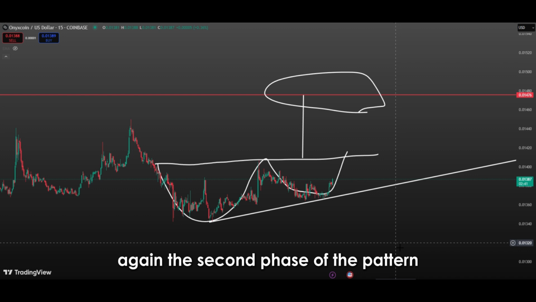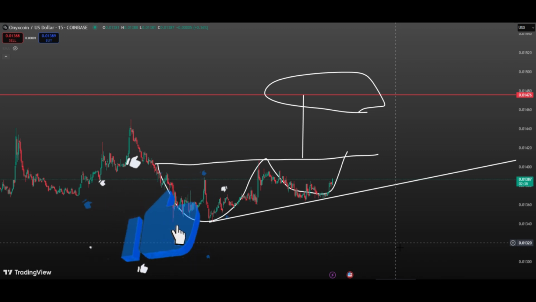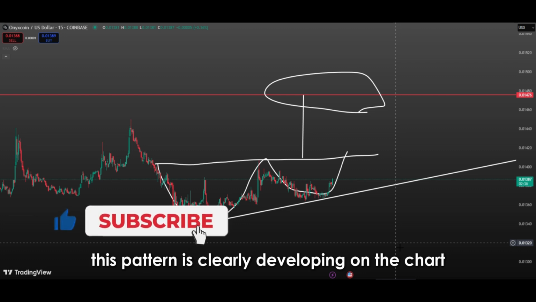The second phase of the pattern, the handle, is formed in a shorter period of time and with a shallower retracement. At the moment, this pattern is clearly developing on the chart.